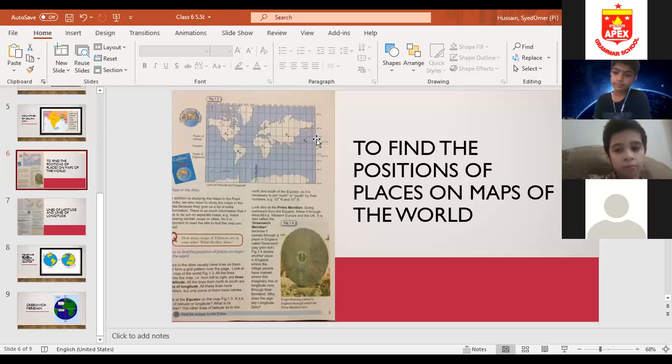What is it? It is 40° north and 100° east. So in this way, you can find the position of B, like match it with 20° south and 60° west. Similarly, we can find the position of C and we can find the position of E.